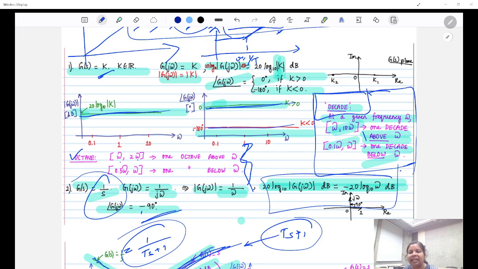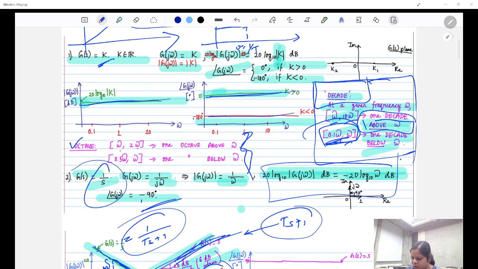Here comes the concept of decade. What is a decade? When you go from omega to 10 omega, it is one decade. Decade means in orders of 10. Similarly, if we go from 0.1 omega to omega, it's again a decade. And if we go from 0.01 omega to 0.1 omega, it is also a decade. Now, if the range is given in this form, that means this region is one decade below omega, right? And this region is one decade above omega.